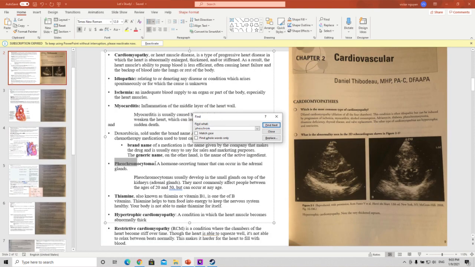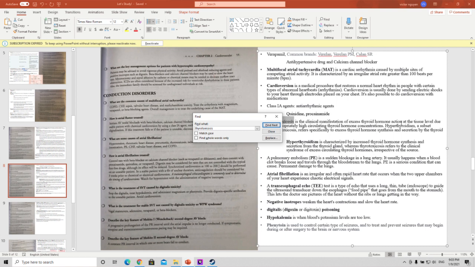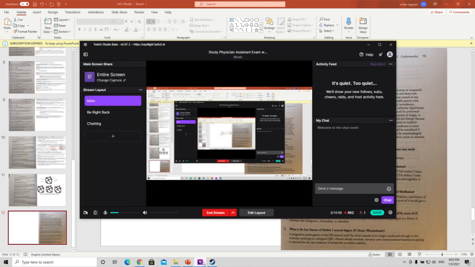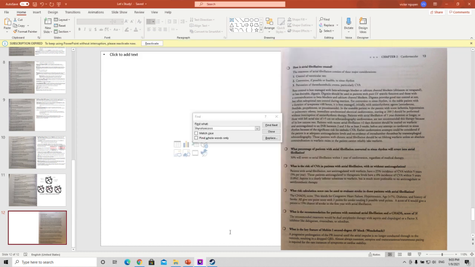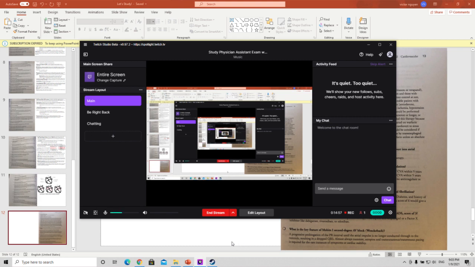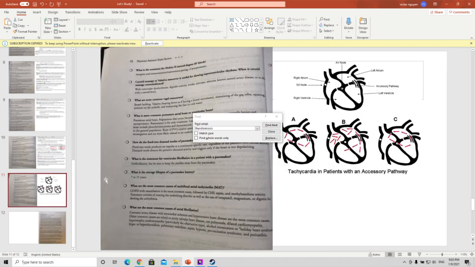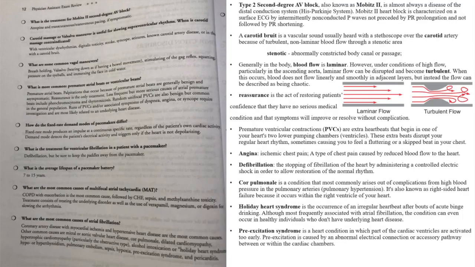Pheochromocytoma is... Oh, okay. And thyrotoxicosis. They're both conditions that... So thyrotoxicosis, a bunch of thyroid hormones being produced. Then pheochromocytoma, it's like a hormone secreting tumor at the adrenal gland.